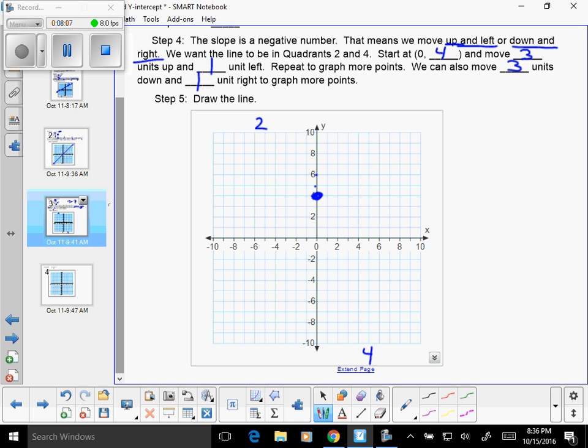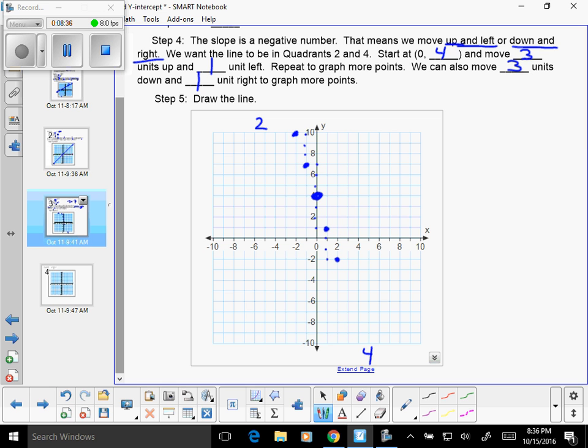1, 2, 3, up. 1 to my left. 1, 2, 3, up. 1 to my left. I go back to 0, 4, 1, 2, 3, down, 1 to my left. 1, 2, 3, down, 1 to my right.